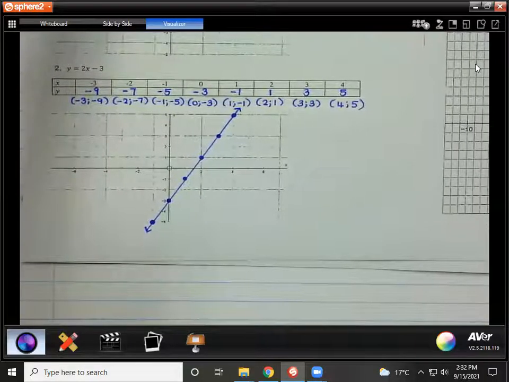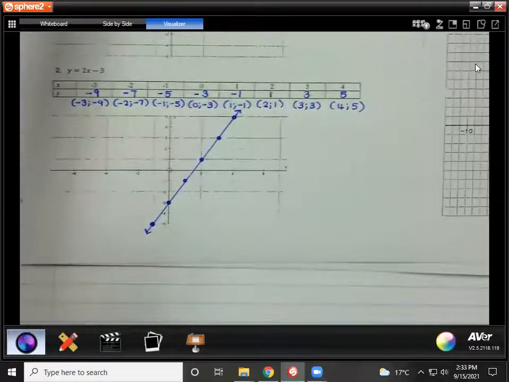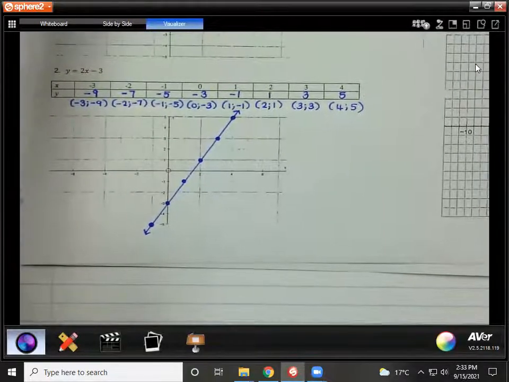Right, any questions there, guys? We're going to do the one that is on the other side of the page now as well. All right, but I'll just give you a little while just to finish copying that down.